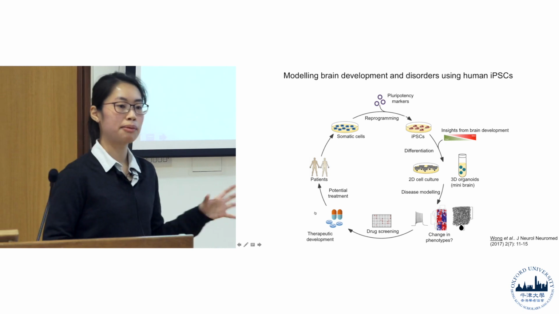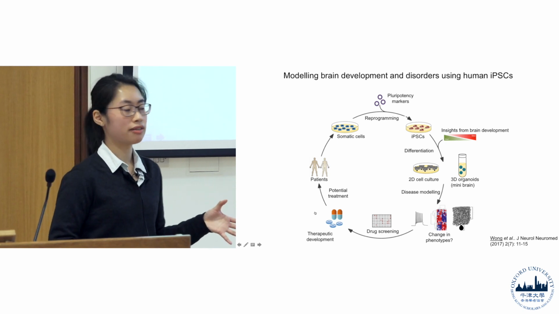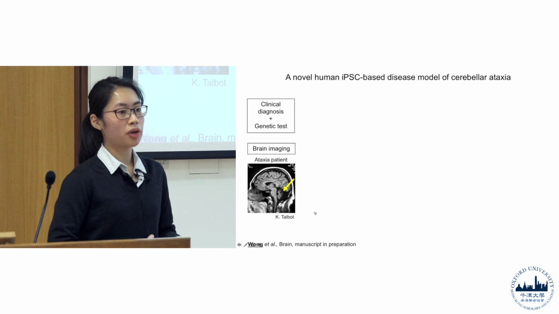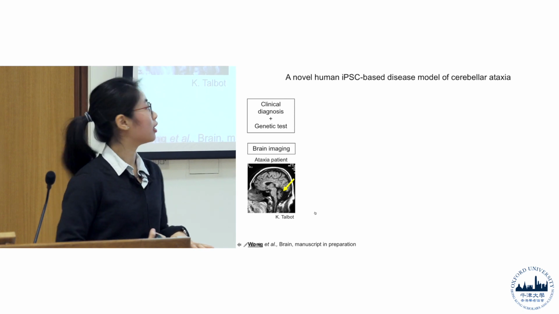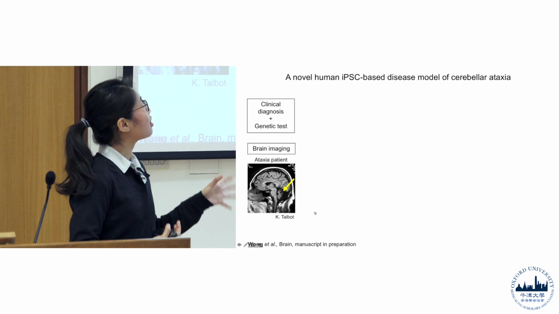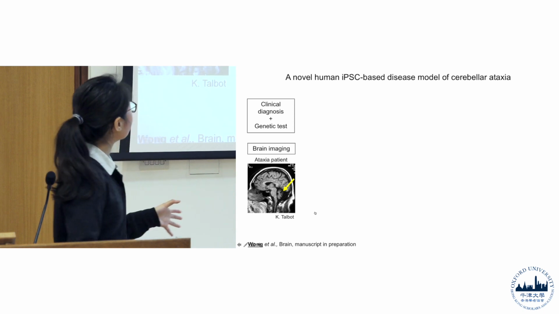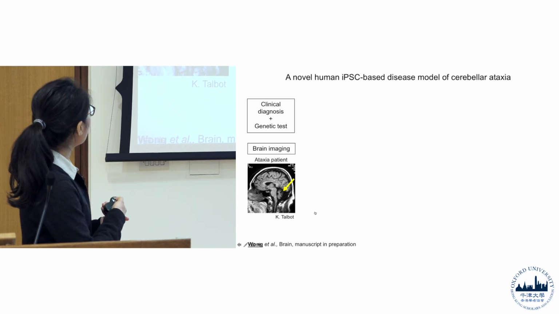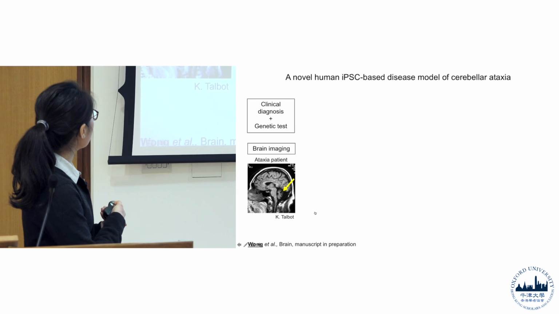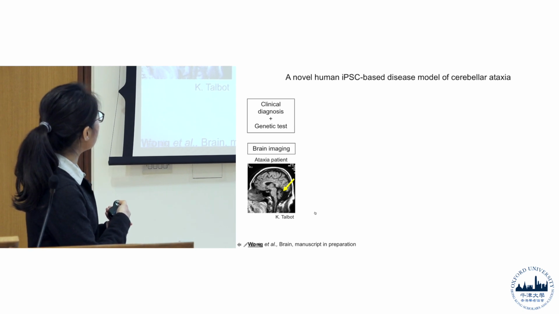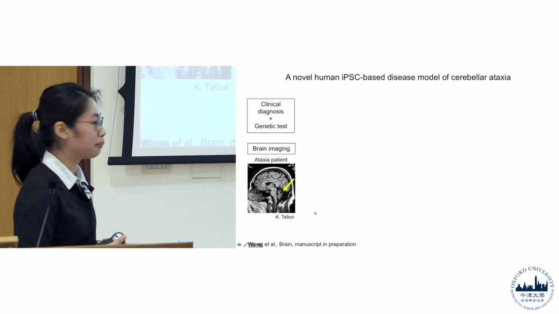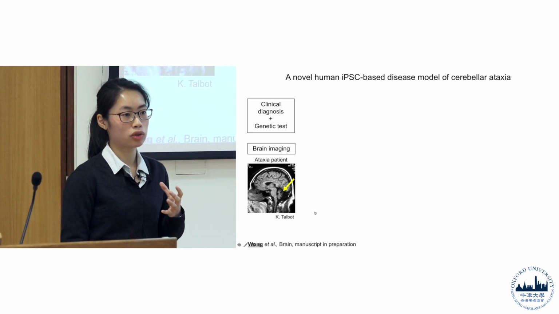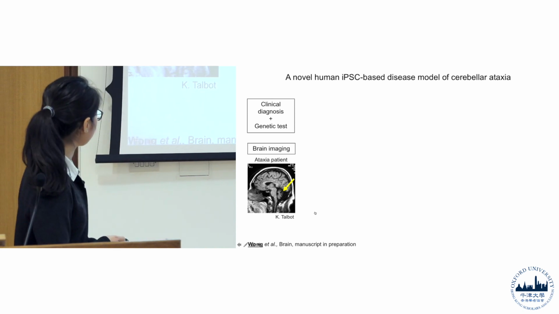I'm going to show you an example of what I did during my DPhil. During my DPhil, I developed a novel iPSC-derived disease model of cerebellar ataxia. As I said, first we look at the MRI imaging. We see in the ataxia patients there is a structural defect in the cerebellum, and it affects how they move, how they talk, and they also have abnormal eye movements.